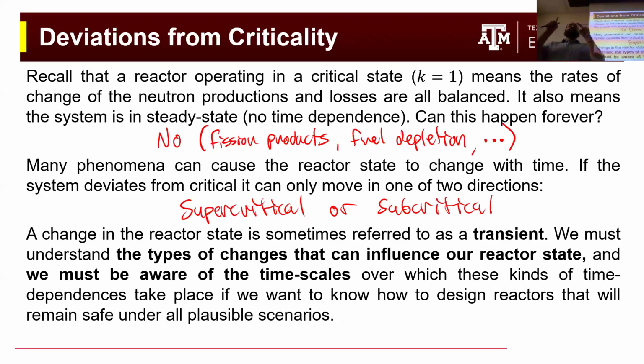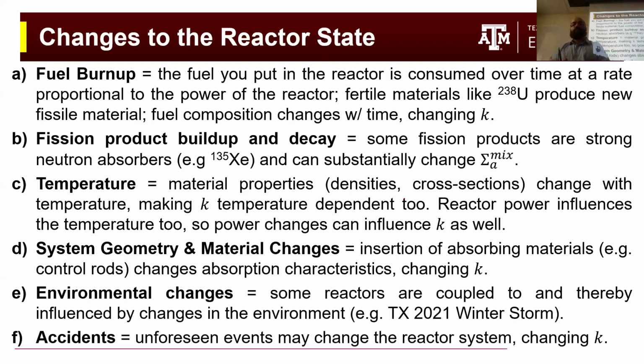Because if you do something to change your system, there are going to be some aspects of your system that respond almost instantly, and other aspects that have a slower response time. So we want to know both what changes take place and the time scales over which those changes occur. That way we can make sure that we're designing reactors that are safe in any possible scenarios that we could imagine. So this is talking more about different kinds of things that could change our reactor state.